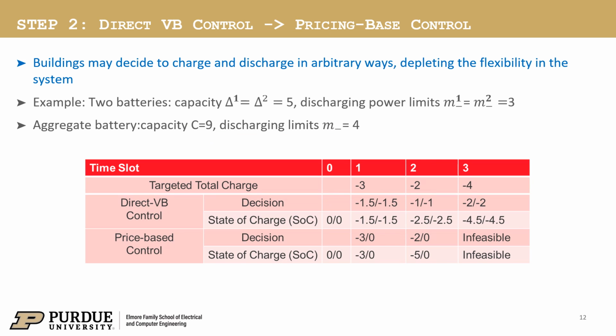In step 2, we want to convert direct VB control to price-based control. The goal is to use a price signal so that the buildings' own decisions add up to the same value as under direct VB control. This is non-trivial, however, because when buildings decide to charge or discharge in their own ways, they may deplete the flexibility in the system. The following is an example. Suppose we have two buildings. The maximum charge each VB can hold is 5, and the discharging power limit is 3. There is no dissipation involved. The utility can aggregate these two VBs into a single one with capacity of 9 and discharging limit of 4.